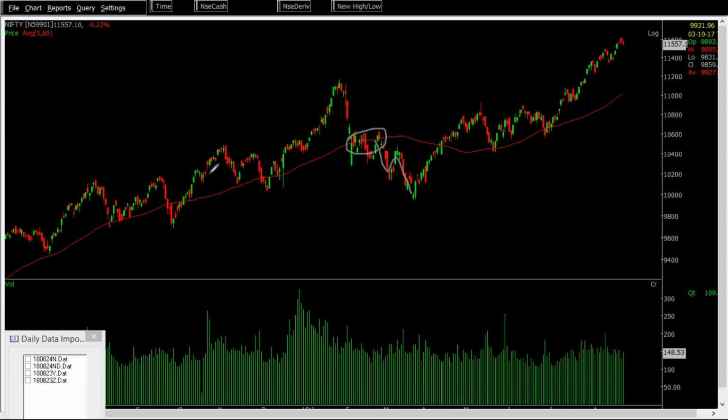We can see how during the times when it hovers, it wants to come close to the moving average as well as go away from the moving average. So it is wanting to get close to the moving average as well as go away from it. So this is something which I will take as really, really important.